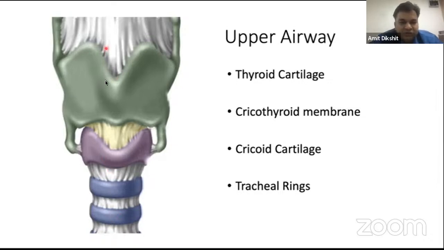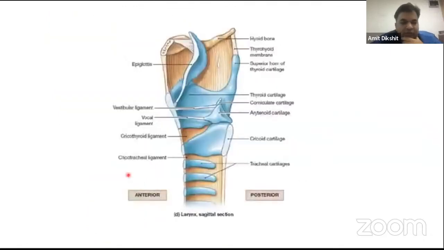The structures above the vocal cord: I am going to see the epiglottis, then we have the hyoid bone, then the tongue, and we'll be seeing the hyomental distance ratio and other things. Below the vocal cords, I have the cricothyroid membrane, then the cricoid cartilage, and I'm going to see the tracheal rings and the esophagus. So the cross-sectional anatomy we need to know.